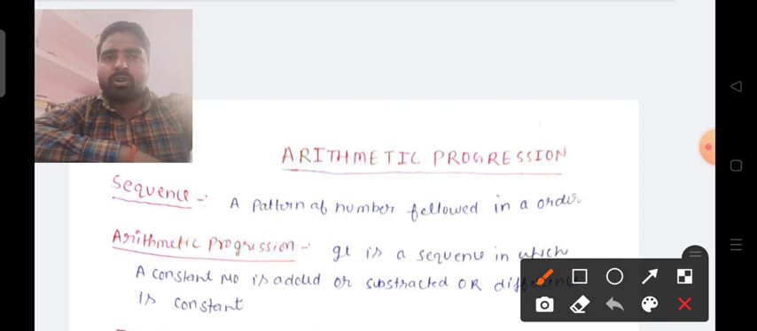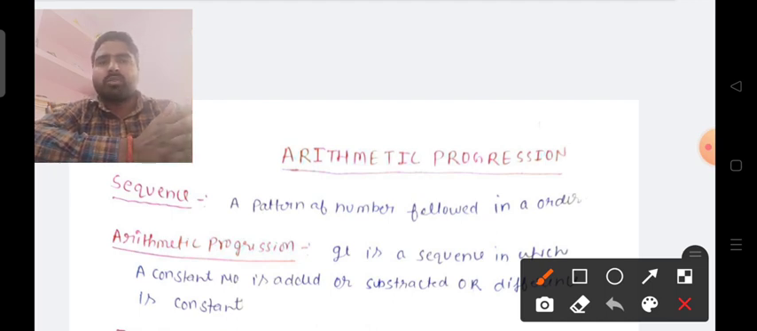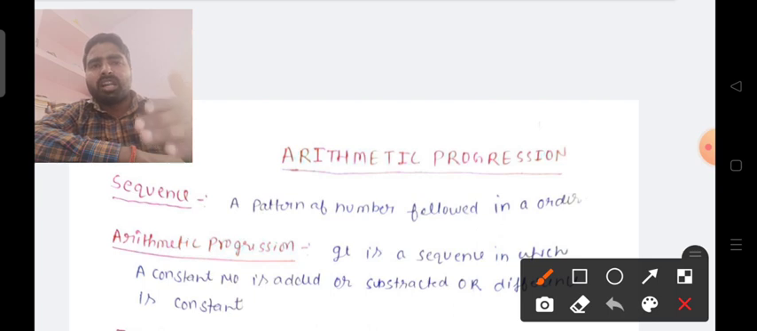This is the topic of class 10th. Firstly, we will discuss the basic terms that are related to arithmetic progression. The first term is sequence. Sequence means we are following a pattern of numbers in an order. This is called a sequence.